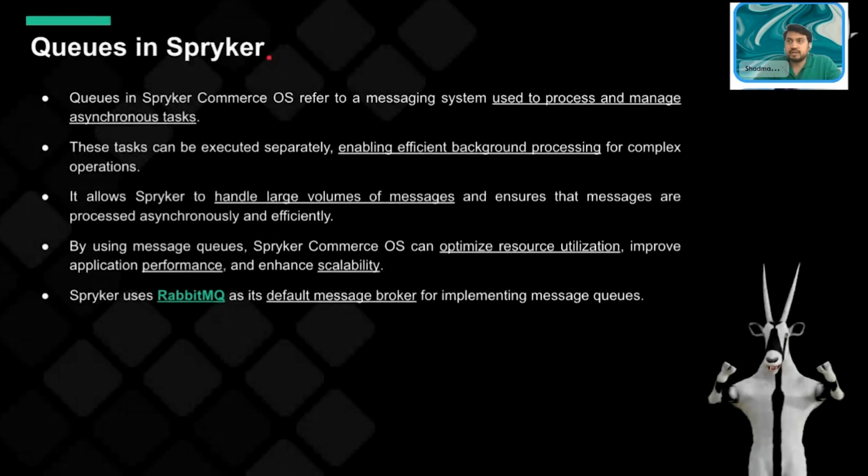Besides this, it helps you optimize your resource utilization and enhance scalability, because everything will be async, and you can perform your operations in the background, which you can scale, and which also helps you increase performance for the end user. In Spryker, we are using RabbitMQ as the default message broker.